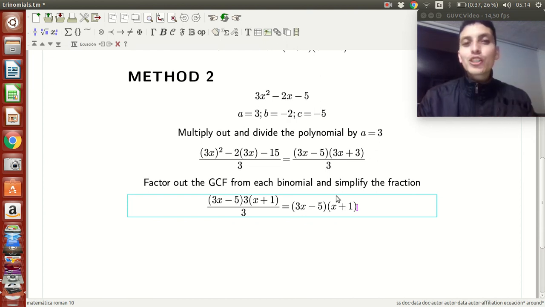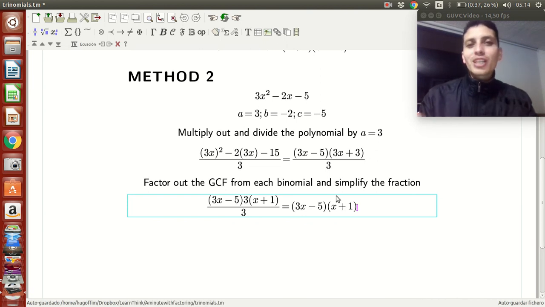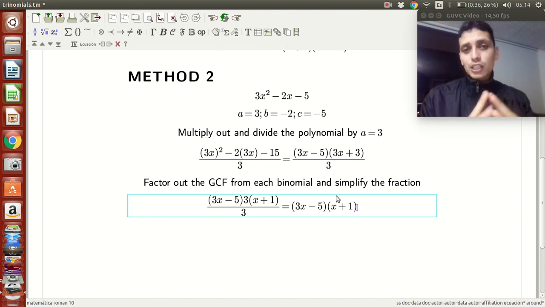Next time I'm going to show you method number 3. That is a method that I don't use a lot, but it's pretty cool. It's for people who have an excellent logical brain.